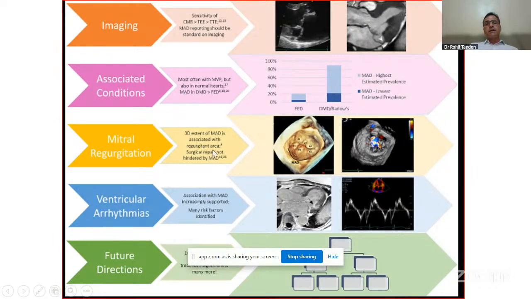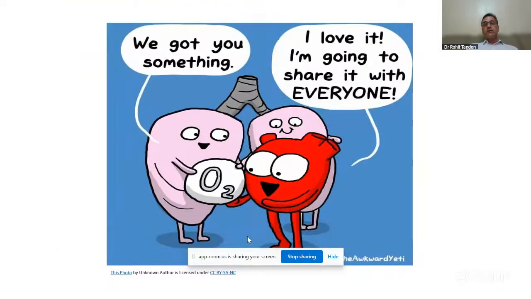Then 3D assessment is very important before surgical or percutaneous repair, to identify the prolapsing scallops as well as the height and volume of the scallops and the flail segments. Then ventricular arrhythmia: as we have discussed, MRI is really helpful in identifying the fibrotic segments and periannular VPCs. What are the future directions? There are many more. Mostly, multimodality combination is important now in mitral valve prolapse, and it will be really helpful. All the echo techniques also have to be incorporated. Thank you very much.